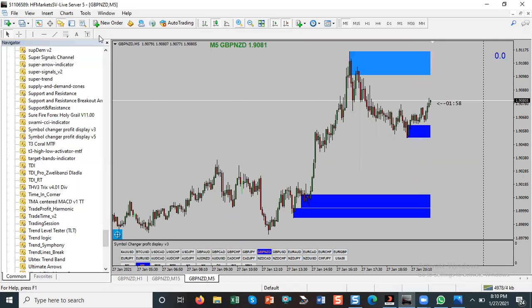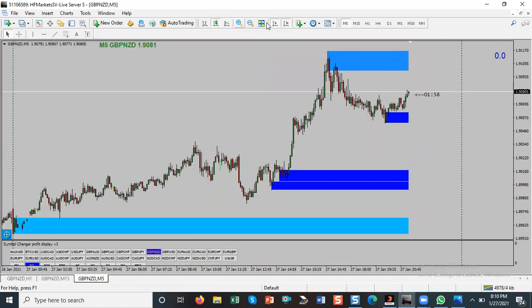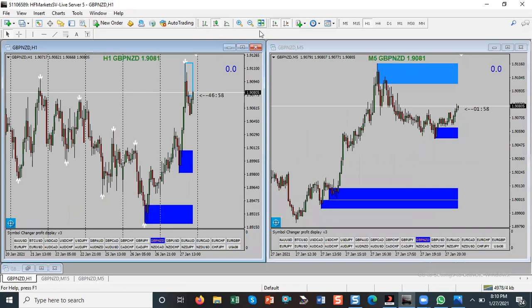So once you are done with this, come to this, arrange windows as non-overlapping tiles. Click on it. This is what you are going to have in your chart. So this is the 1 hour. This is the 5 minutes. And then I would like you to install this symbol changer indicator.